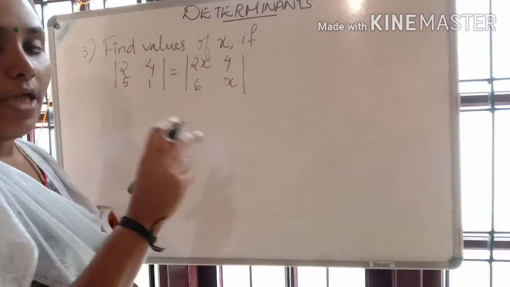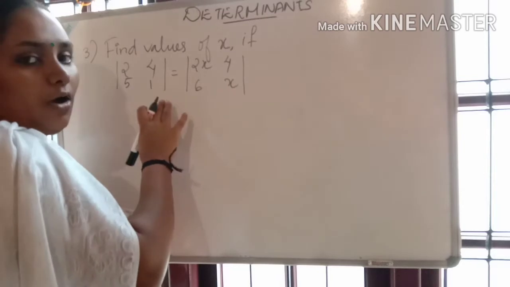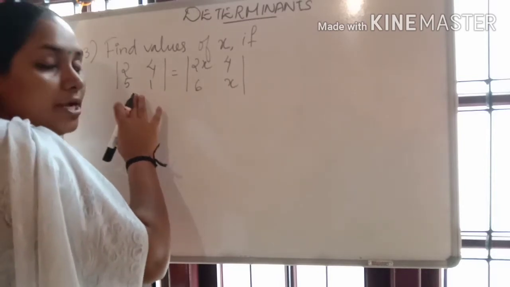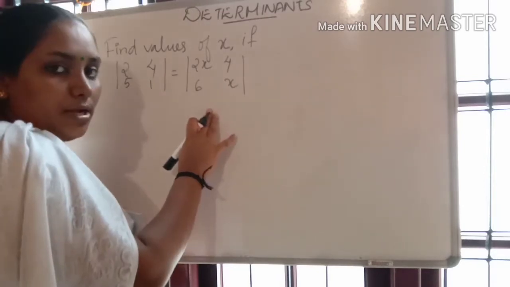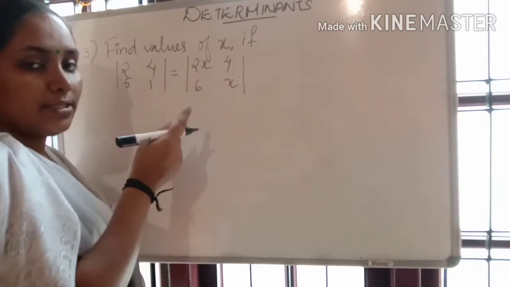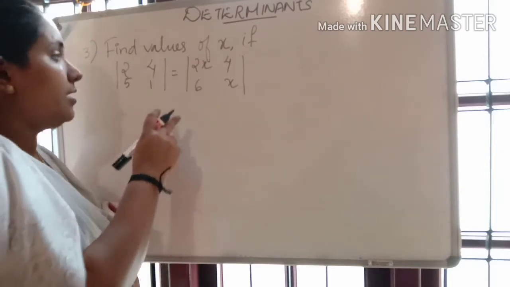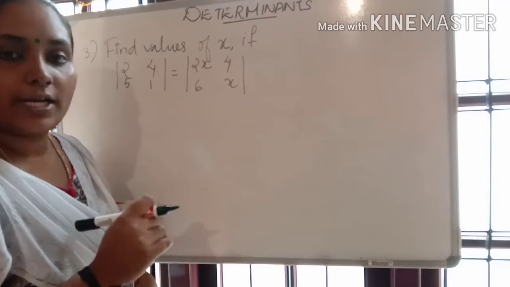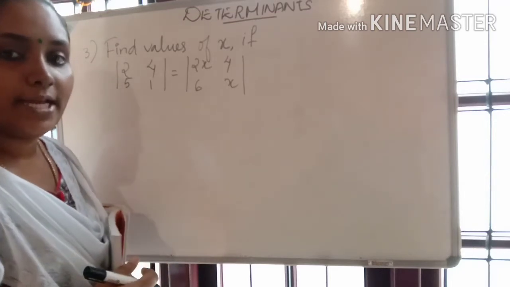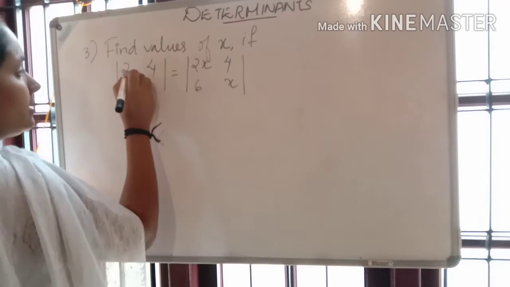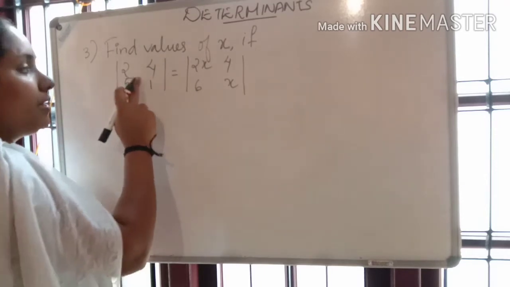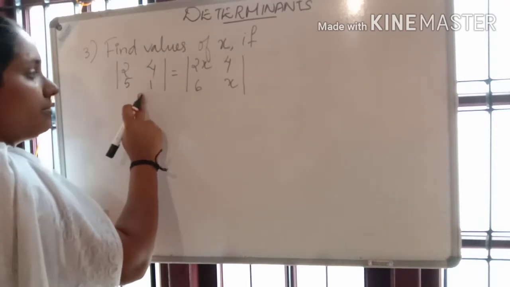Okay, first of all we have to do the determinant of the left hand side of this equation and the right hand side of the equation. Just equalize those terms and we'll get the answer for x. Okay, all clear? Let us start this question. Okay, here see, first of all find out the determinant of this one, this determinant.